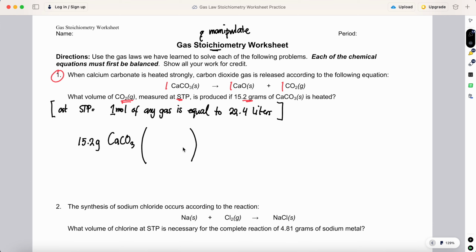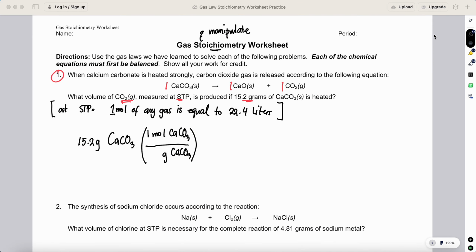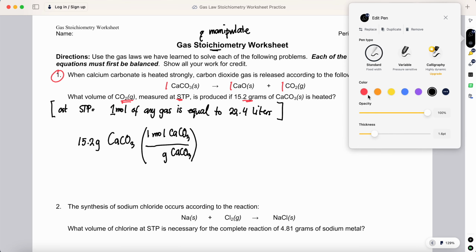And the first term, we should get the molar mass. I hope you're already familiar with the molar mass. It says here that when we have 1 mole of CaCO3, how many grams of it over grams of CaCO3. So when we look at our periodic table here, our Ca is 40.078. I'll just show you this one time.